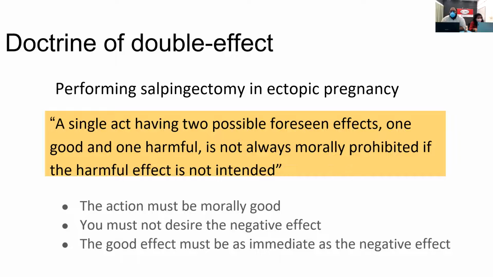So, for example, a lady comes with an ectopic pregnancy in the fallopian tube, and the surgeon performs a salpingectomy. Salpingectomy has harmful effects, and we know the harmful effect, but our aim was to save a life. So a good effect is intended, and we are aware of the harmful one, but the good had more weightage. So we prefer to go with the surgical intervention. This is a situation where the doctrine of double effect applies.